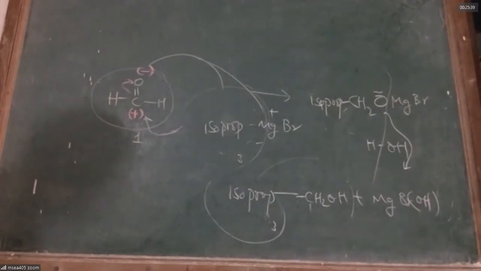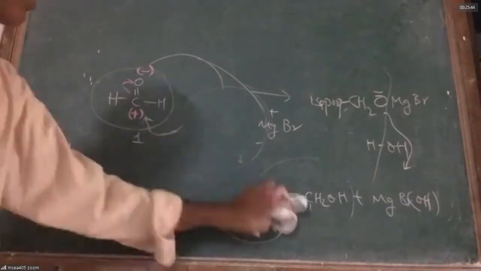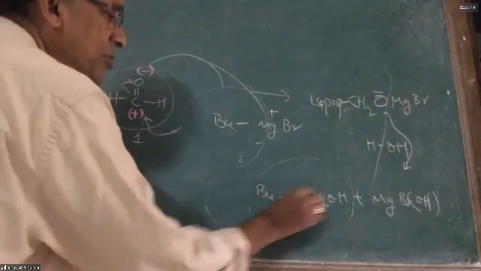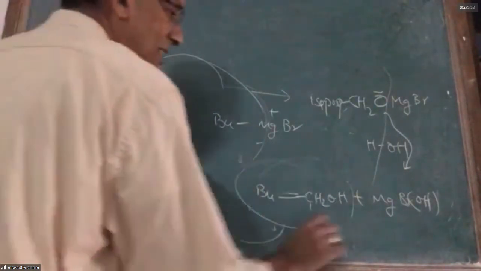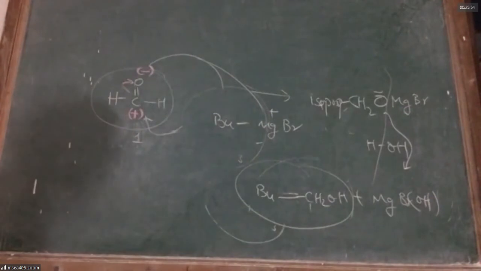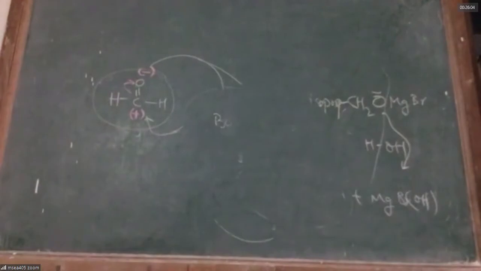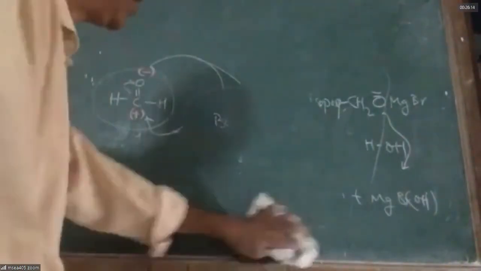Is that fine, sir? Yes, sir. If I am taking butyl magnesium bromide, I will get BuCH2OH. What is this alcohol, sir? Pentyl. 1-pentanol. Are we seeing it clearly? So always primary alcohols can be prepared in this way. Are we clear?